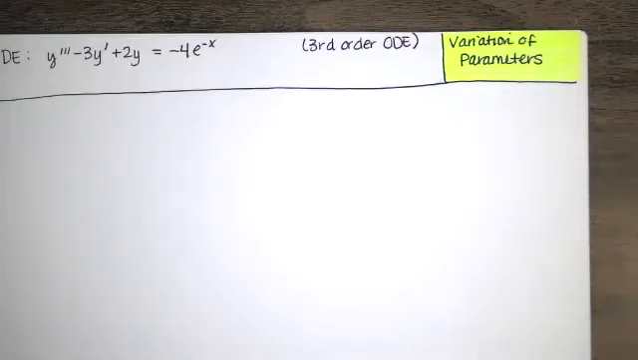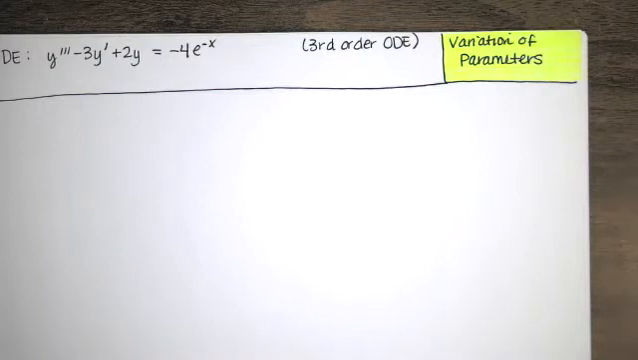In this video, we solve a third order ordinary differential equation using variation of parameters. We're going to use some formulas that we derived earlier in the last video. If you want to see where these formulas come from, check out the video on the derivation of the formulas for variation of parameters for third order ODEs.